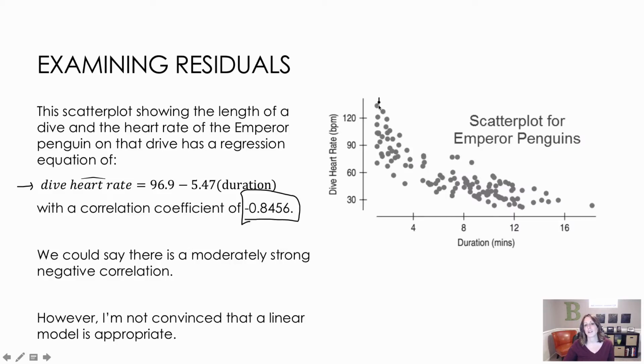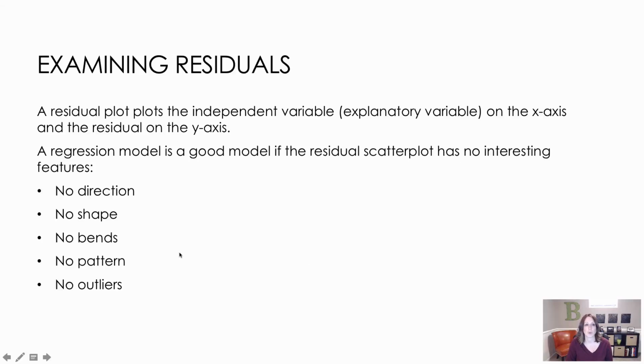However, if I look at it, it kind of looks like there's more of a curve going on, and that concerns me. So one way to check to see if I should be doing linear regression here is to find the residual plot. Now what I'm looking for in a residual plot is scatter. I want all kinds of scatter. I don't want to see any direction. I don't want to see any shape, no bends, no patterns, no outliers. I just want to see a bunch of dots.